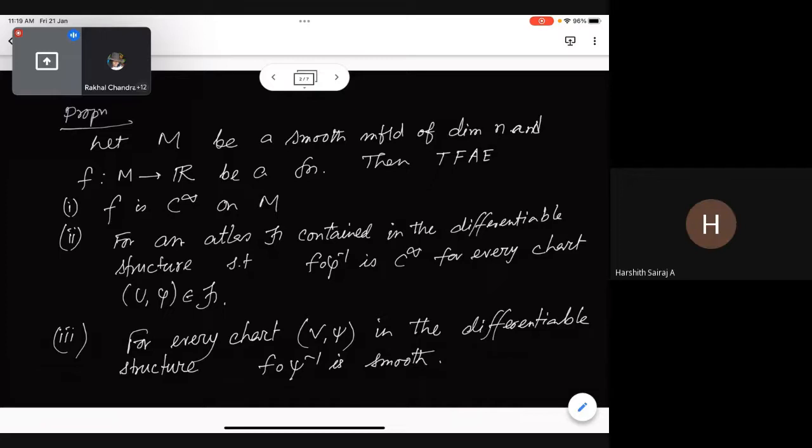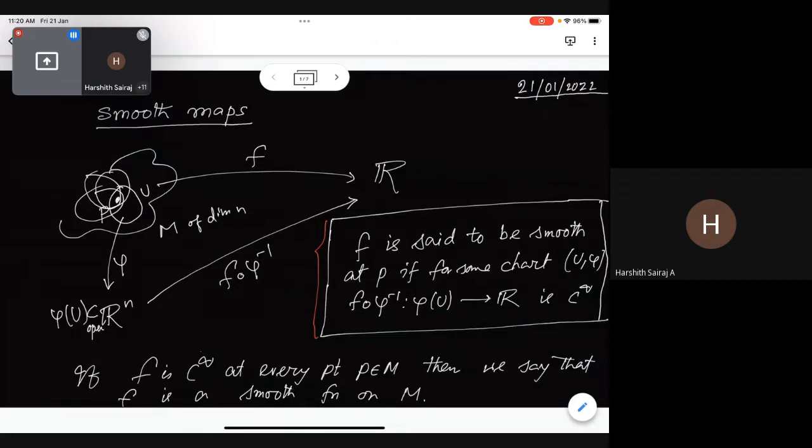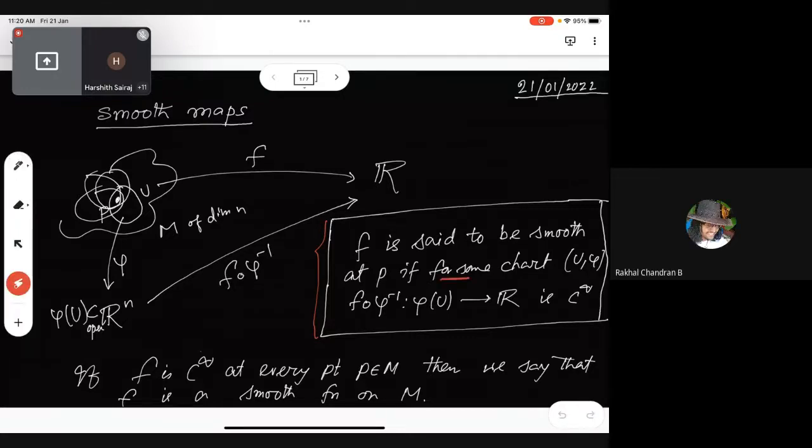Sir, I think the third statement says something different. The definition was, for every p. Let us go back and look at the definition. Here, what I said is, for every p there exists one chart in the differentiable structure. The definition is a little bit different from those three. So there exists one chart around p, right? It is said to be smooth if for some chart. You see? Last class, I think you defined it for every chart.